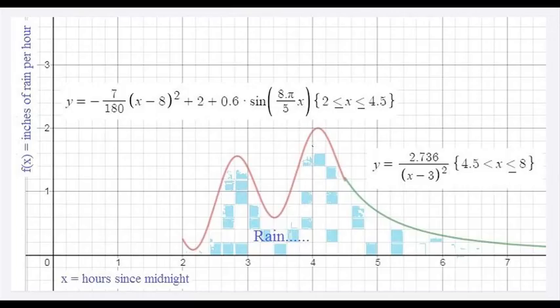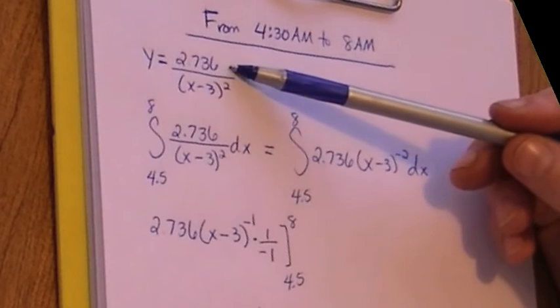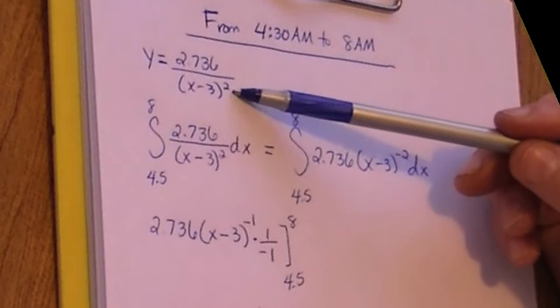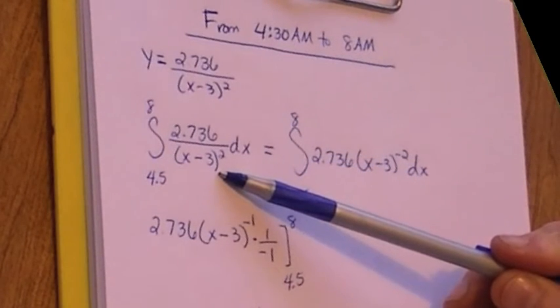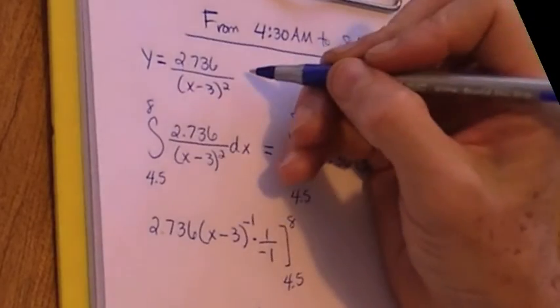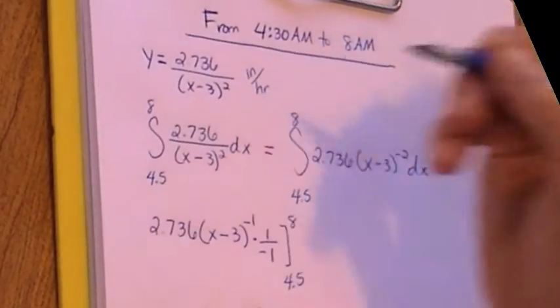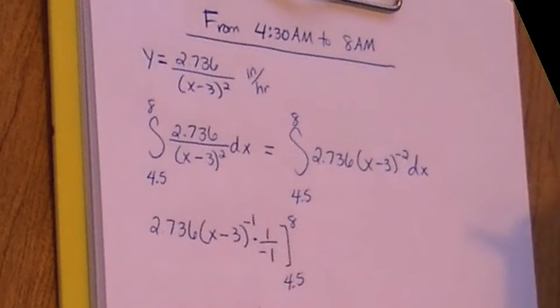Alright, so our rainstorm continued from 4:30 a.m. and it tapered off at about 8 a.m. But there's a new pattern to use to model how the rain was accumulating in inches per hour. So that new function is 2.736 over (x - 3) squared. So we want the total inches of rain. Again, the units of this function are inches per hour. So when we multiply the units of y by the units of x, we will have our total accumulation in inches.